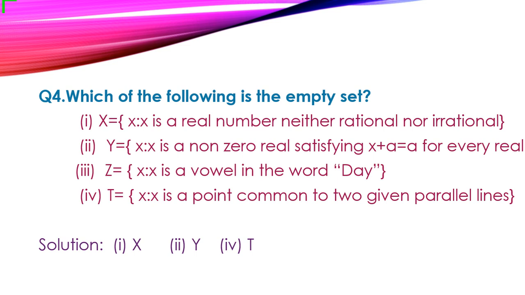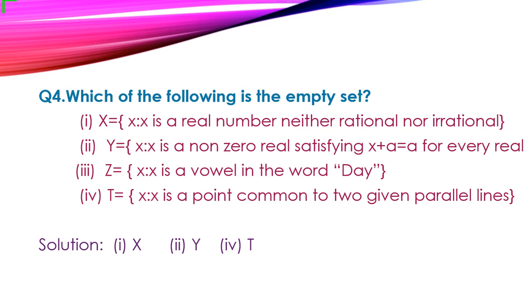Next, Z. Z is what? x such that x is a vowel in the word day. Now please tell me, in the word day, is there any vowel? Yes, the vowel is a. So if we are getting a vowel, that is a, in the set, that means we are getting an element. And that means this set Z is not an empty one. So this will not be an empty set, right, students?